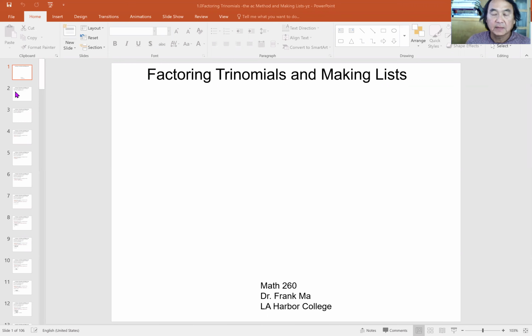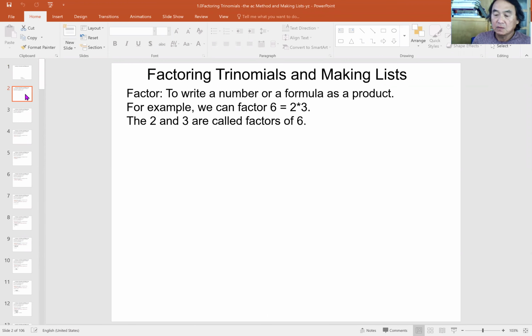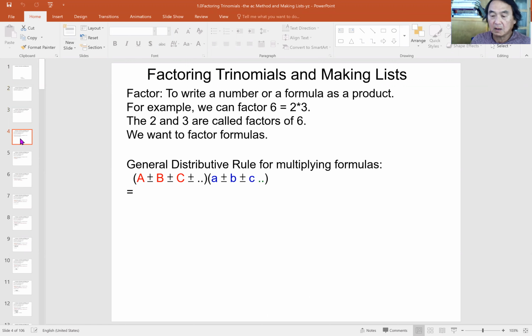The word factor means to break something up as a product. So 6 can be factored into 2 times 3, and we also call the 2 and the 3 the factors. And over here, of course, we want to factor formulas. So to recall how that is done, let's review how we multiply.